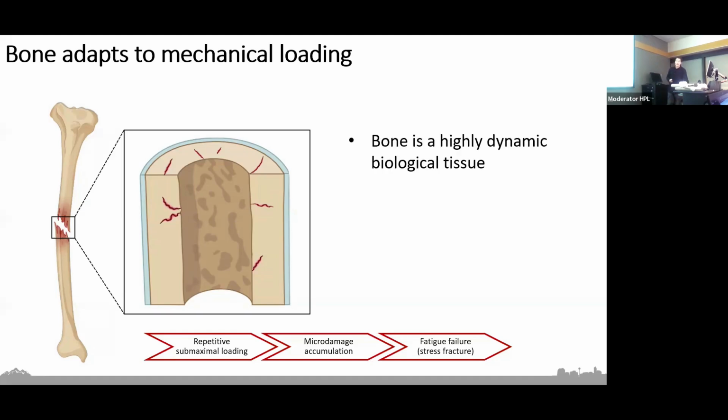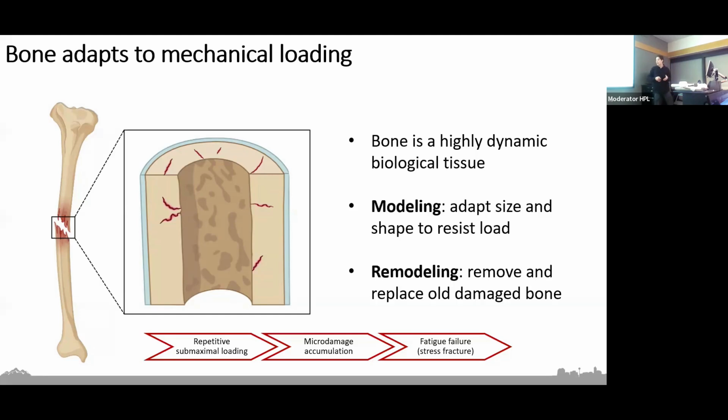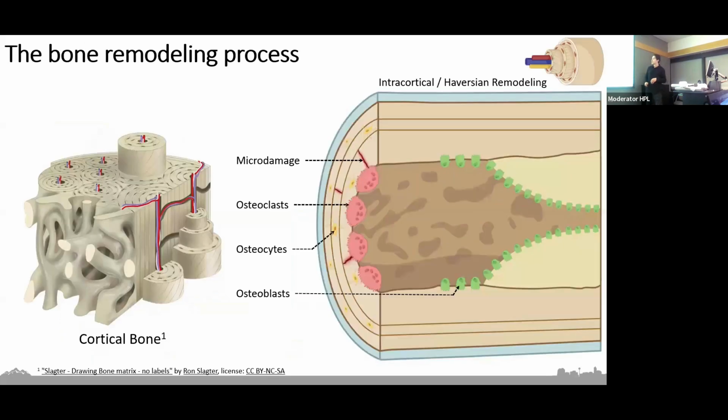Bone is a very highly dynamic biological tissue, and it adapts to this loading environment primarily through two processes. So we have bone modeling, where the bone adapts its size and shape to resist future loading. And then we have bone remodeling, which is partly involved in the bone turnover process and mineral homeostasis, but also works to remove and replace some of this old damaged bone as well. So I'll talk a little bit more specifically about this bone remodeling process here.